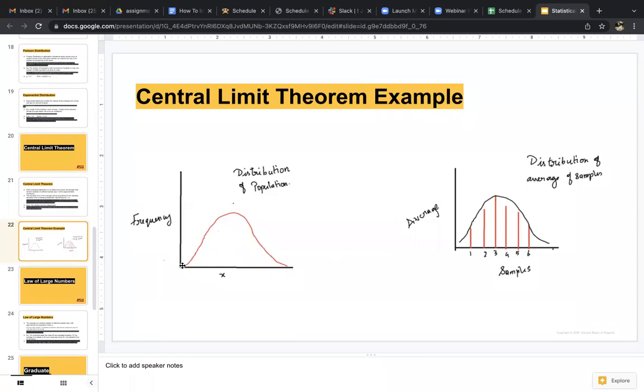So this is how your normal distribution will look like. The central limit theorem example.